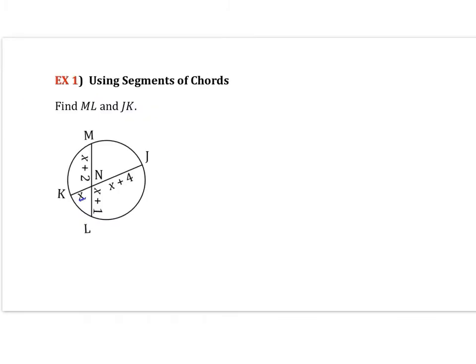We're going to use the theorem to find the length of ML and the length of JK, so that's each of our chords. These two chords intersect at point N, not at the center. So we're going to set up equations where this chunk times this chunk will equal this chunk times this chunk. So we would say NK times NJ equals NL times NM. Substitution: that means we have x times x plus 4 equals x plus 1 times x plus 2.